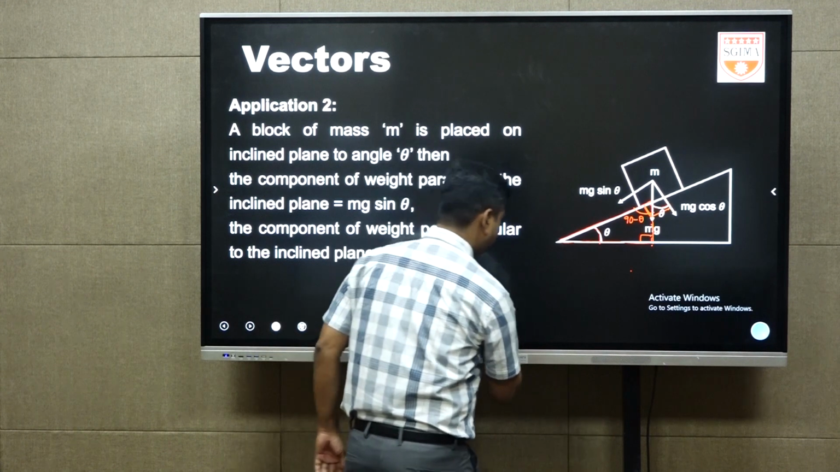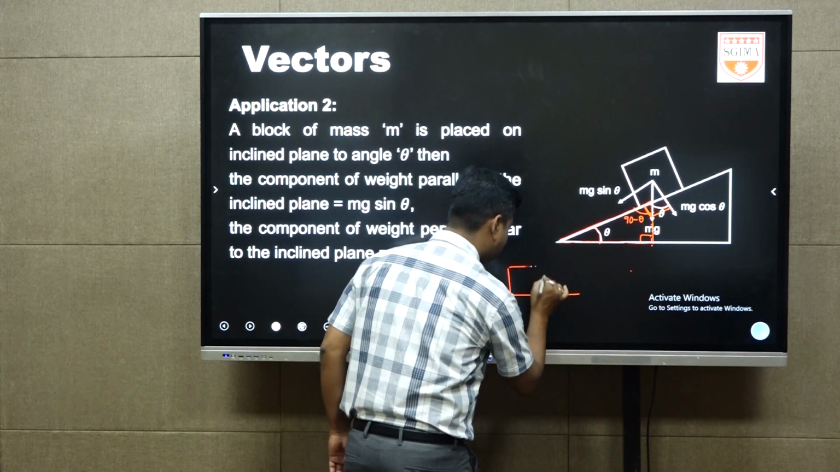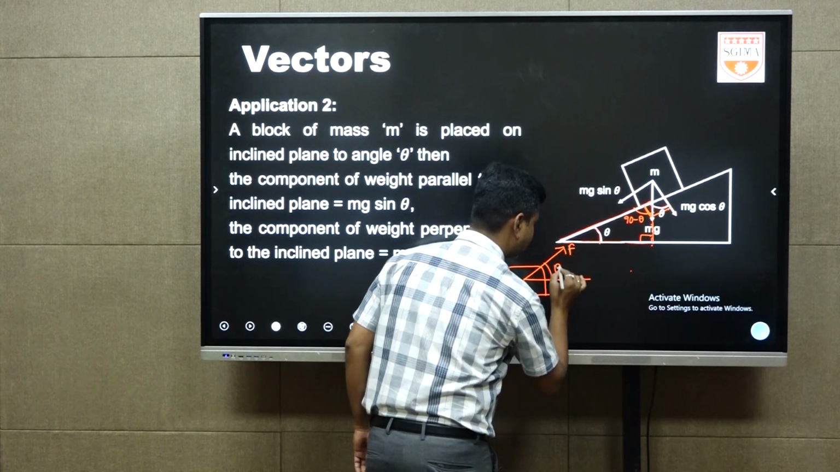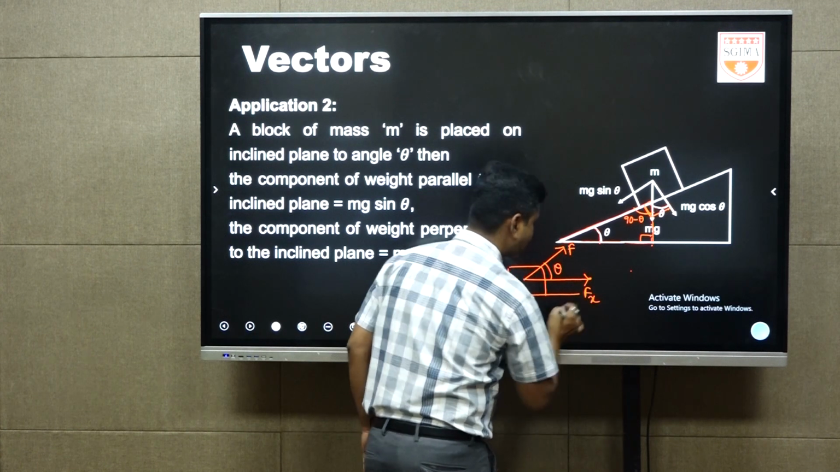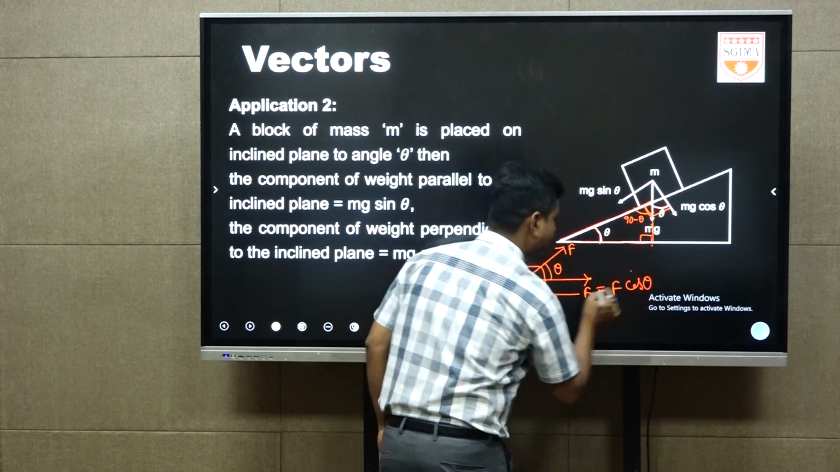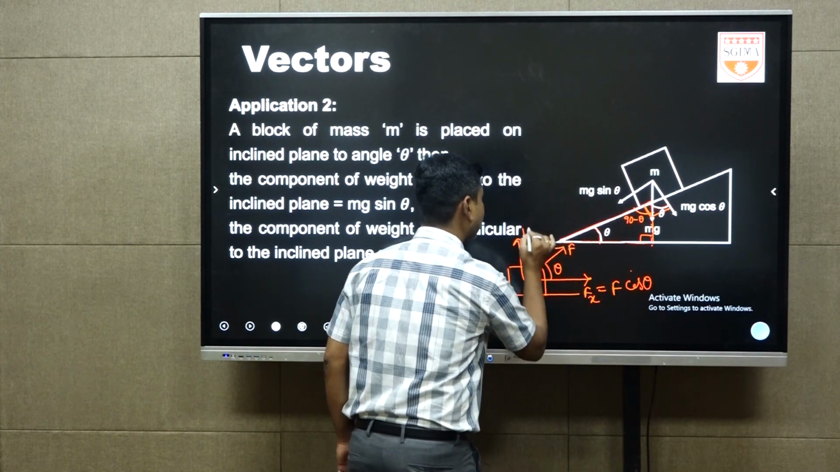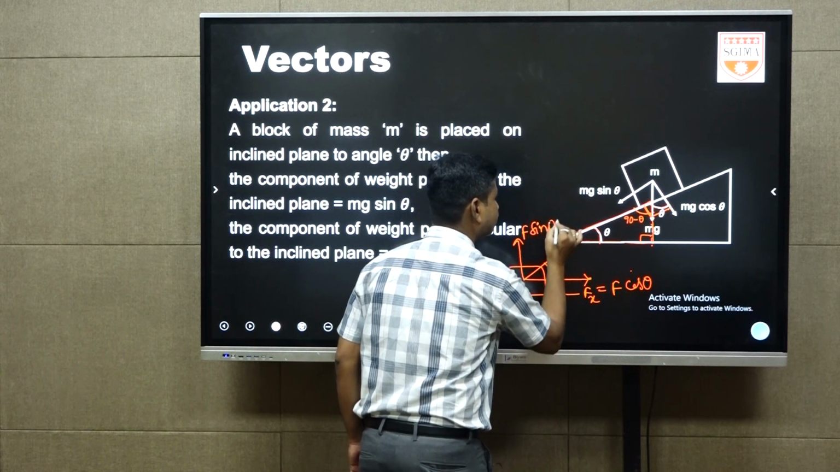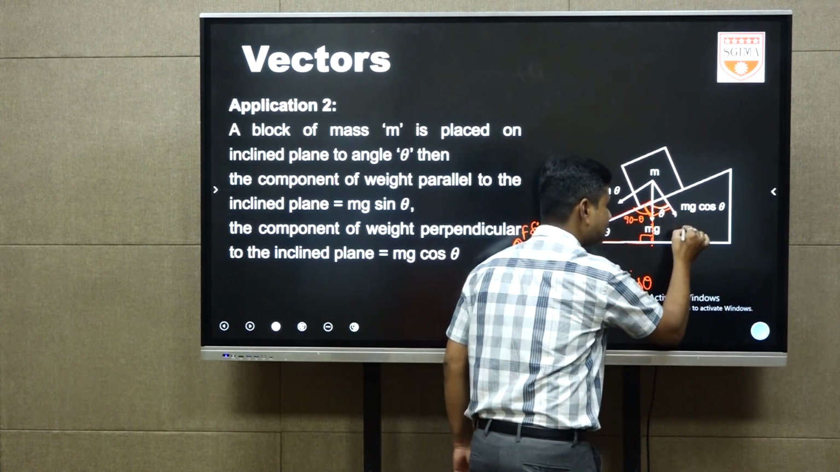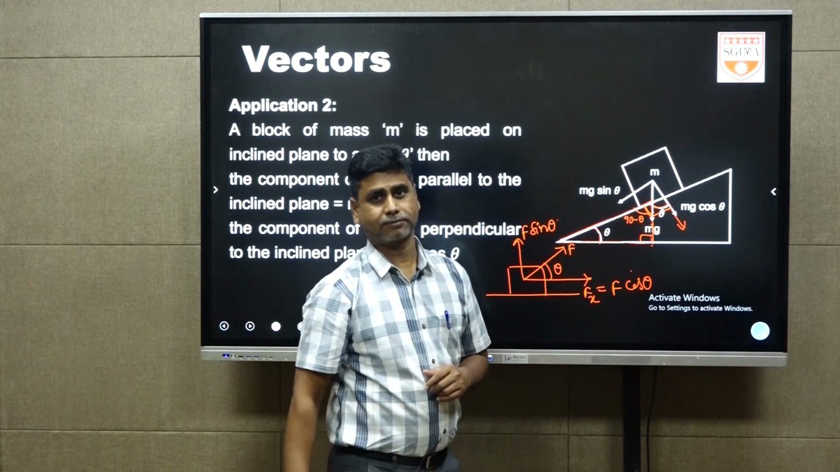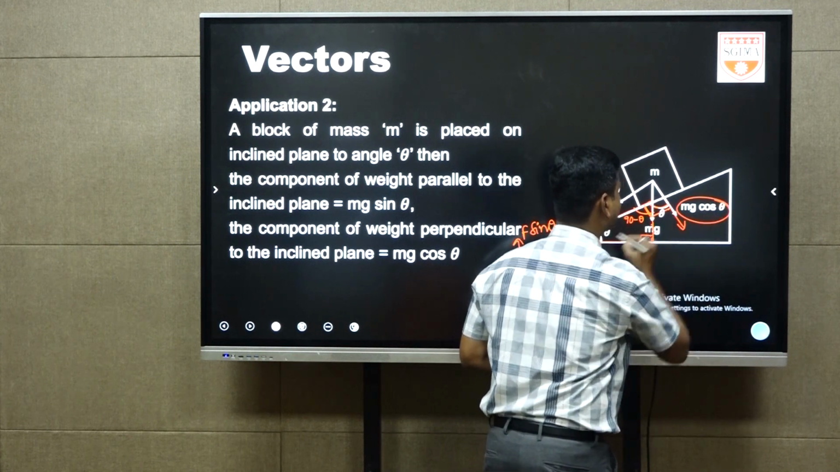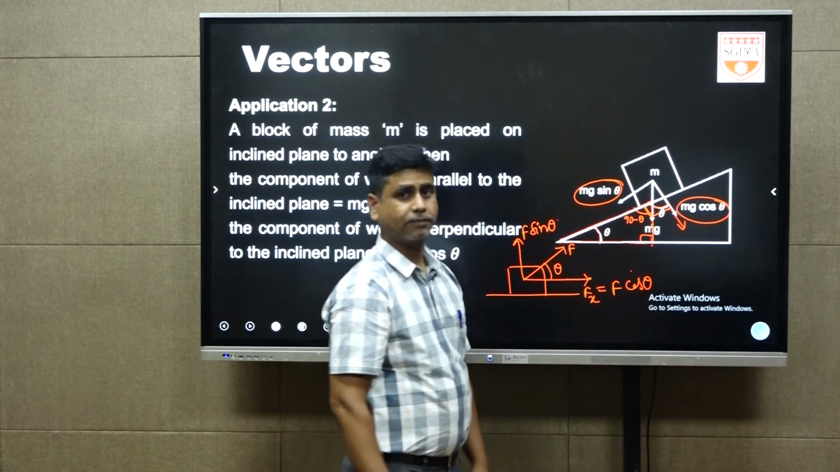But in the previous case also, a force is applied on the block making an angle theta. In the direction of the angle theta, F cos theta will act. Perpendicular to this, F sin theta will act. Then here we have the angle theta, so in that direction the cos component will act, and perpendicular to this, the sin component will act. That's why here we will take mg cos theta, and here mg sin theta.